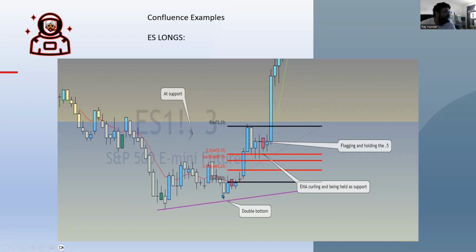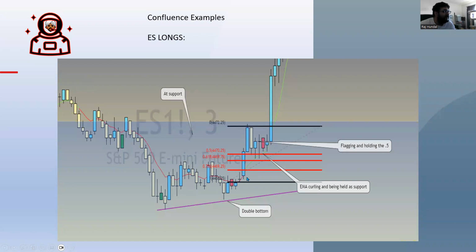So next thing that happens, we're coming up. We make an impulsive move, right? Me personally, I'm going to draw Fibonacci from the bottom to the top of the impulsive move. Now I'm watching, and you see we're flagging now. Not only are we flagging, we're holding the 0.5 Fibonacci at 44.7025 as support. At the same time, the EMA is curling and holding as support. I didn't put this here, but right here, when the EMA turned from red to green, that means the EMA has crossed over bullish.